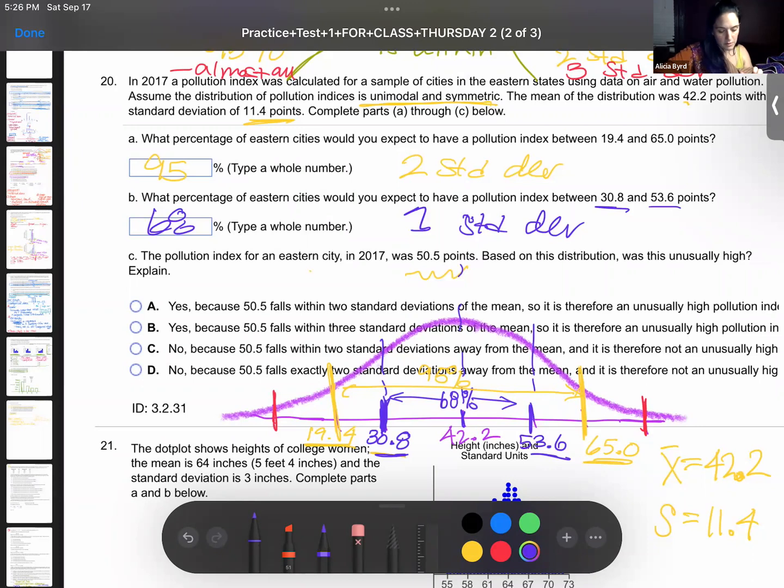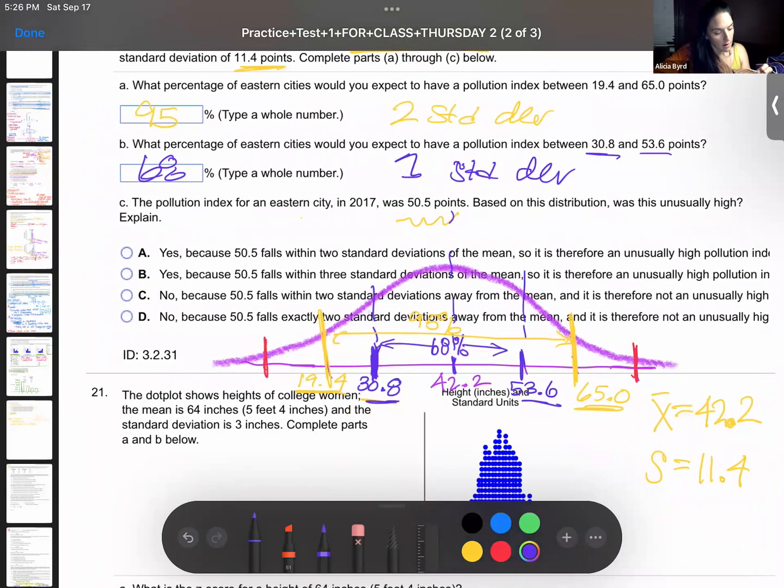Now for the last one, we're going to have to try and read it because I wrote on it, but I like the pretty graph. The distribution function. The pollution index for an Eastern city in 2017 was 50.5 points. Based on this distribution, was this unusually high? And explain. So where would this be on my distribution? I'm looking at 50.5. So 50.5 is here, right? It's somewhere in here, right? It's going to be somewhere between those two.